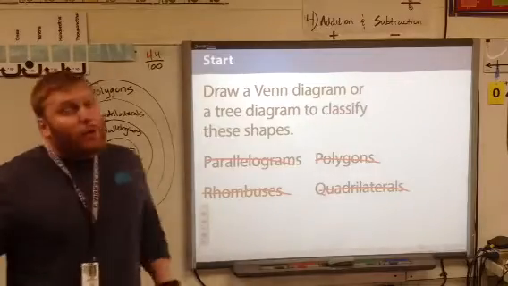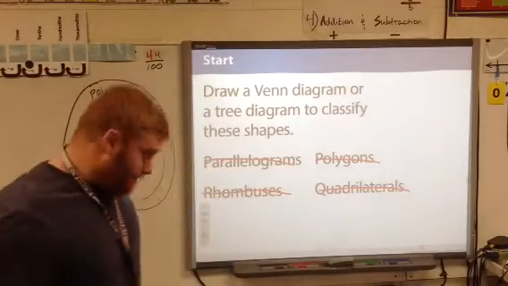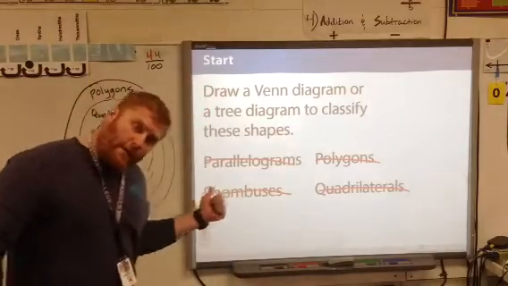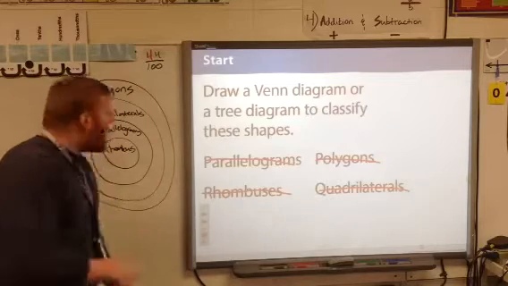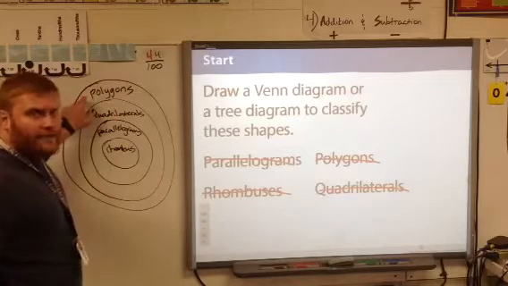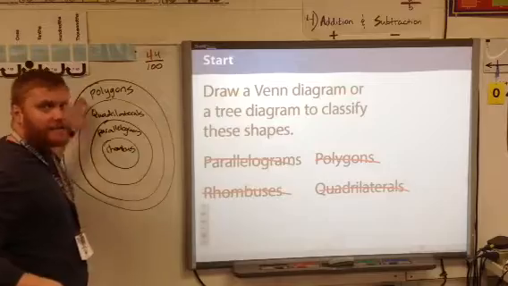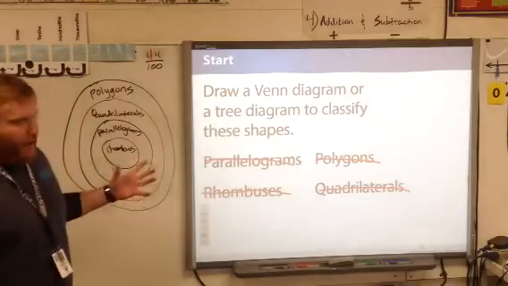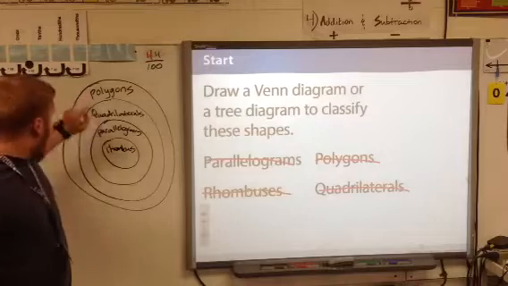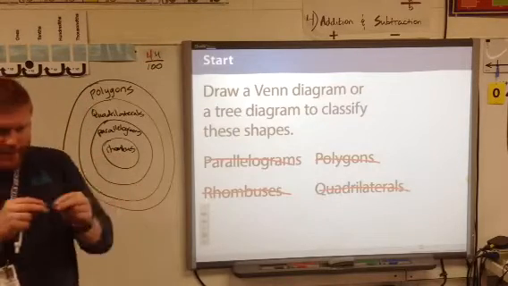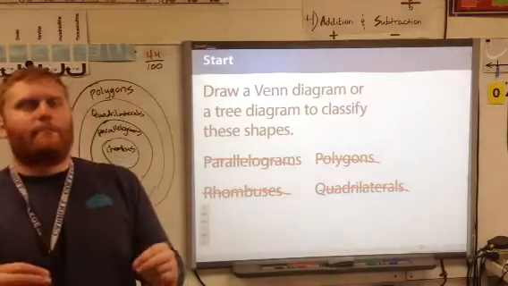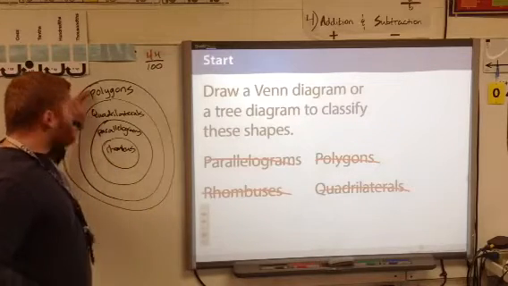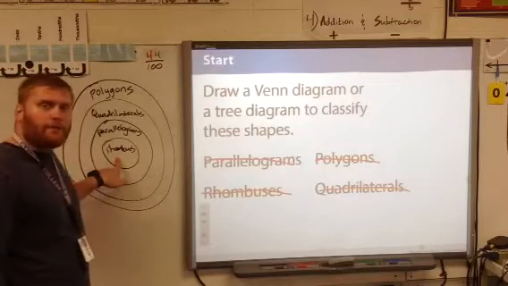Remember from our last video we focused mostly on tree diagrams. So let's review what a Venn diagram is and how we look at a Venn diagram. Remember, the outermost circle encompasses all of the different shapes and is the most general or most broad of the two-dimensional figures, polygons. Our innermost circle is the most specific, has the most attributes. Least amount of attributes, most amount of attributes.